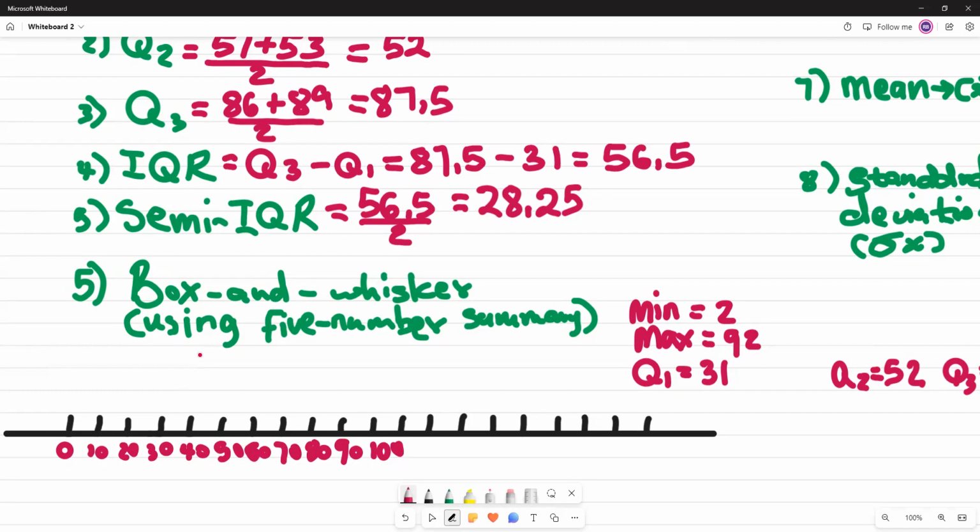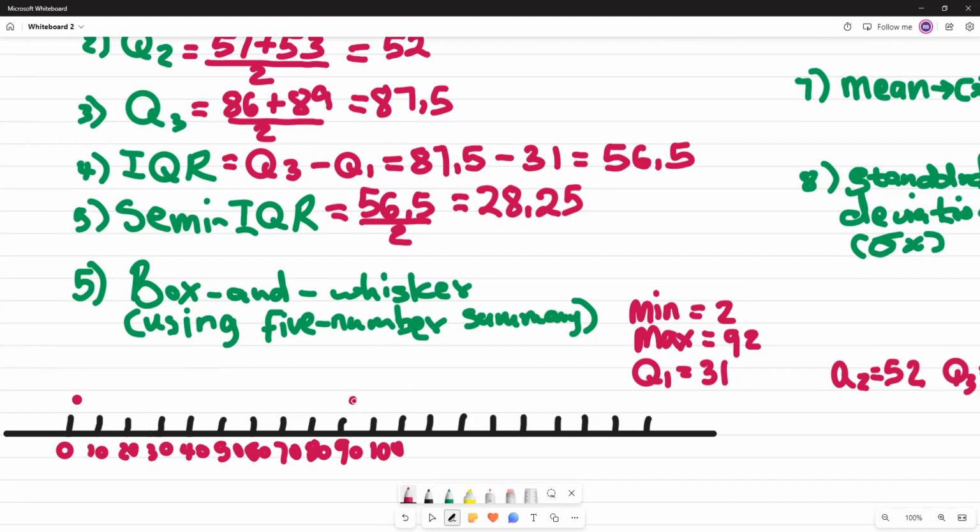So, if you are writing in your book, your scale must be nice. You always draw it with a ruler. You choose a proper scale with intervals of centimeters. A box and whisker must be scaled, right? And then you are going to draw your minimum. The minimum must be very close to 0. You put a dot. And then the maximum must be just after 90, right?